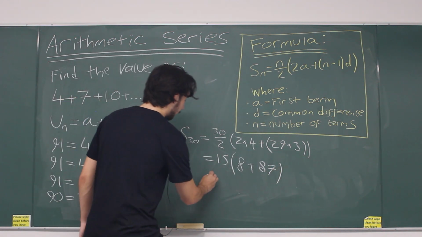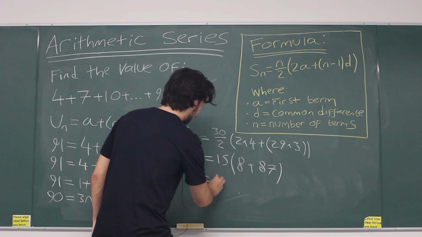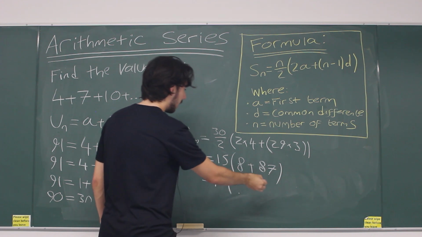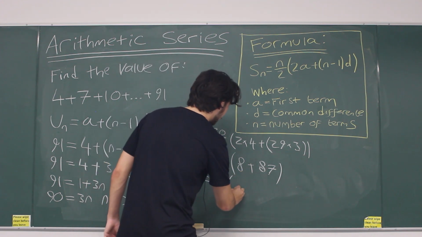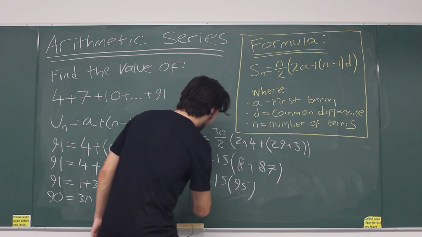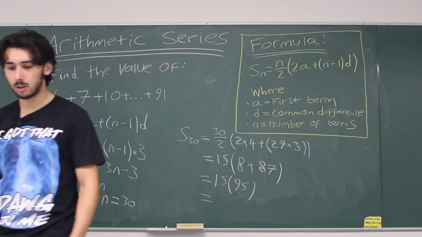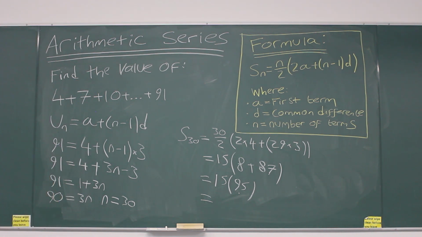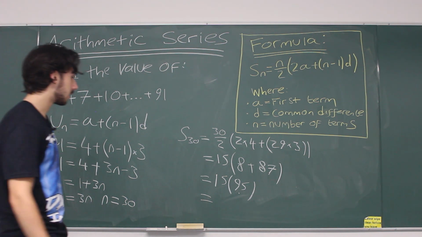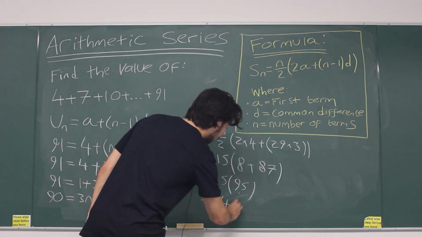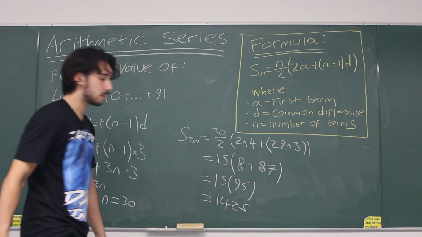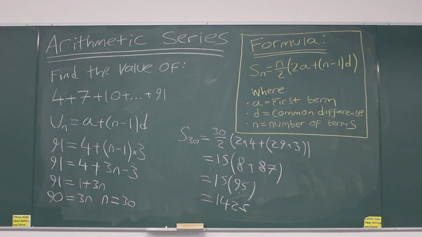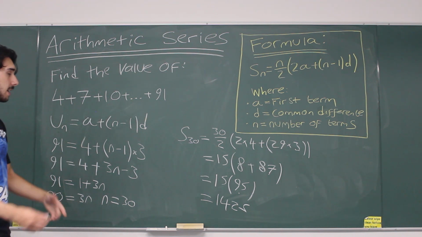Okay, and then we've got 15 times, and then 8 plus 87 is 95. I don't know what that is off the top of my head, so I'm going to go and check my notes, see what that number is. We have got that 15 times 95 is going to be 1,425. Amazing. Okay, so that is the sum of the first 30 terms. That is the value of this. And again, it really is that simple.